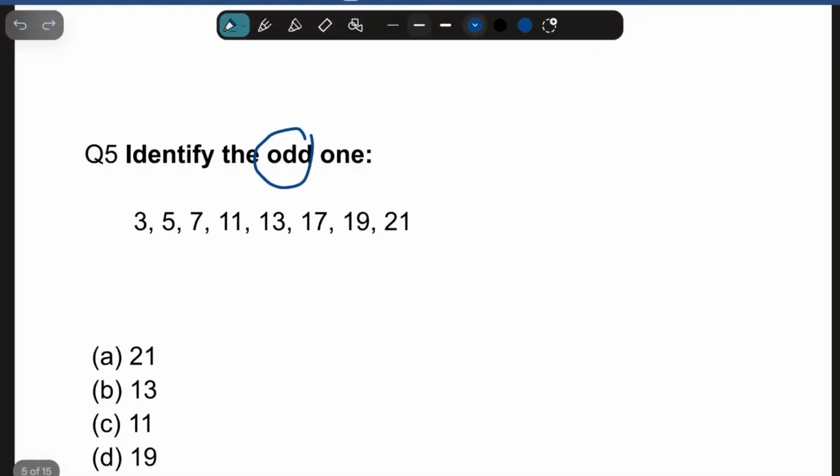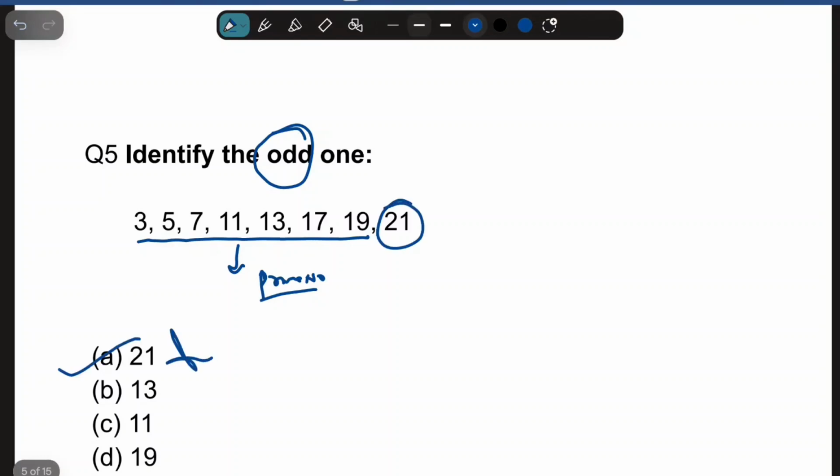Question number 5. Identify the odd one. Now we have 3, 5, 7, 11, 13, 17, 19 and 21. Now we notice that 3, 5, 7, 11, 13, 17, 19 are all prime numbers. But 21 is not a prime number. So 21 is the odd one out. Option A is the correct answer. Now let us move to the next question.